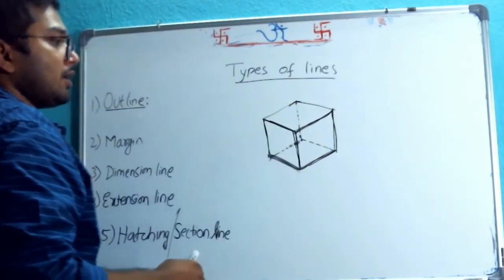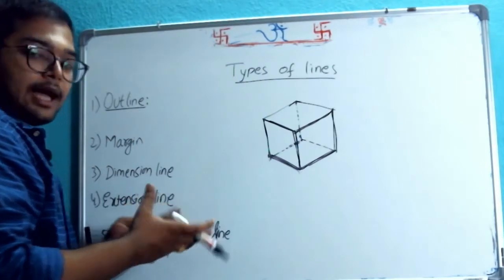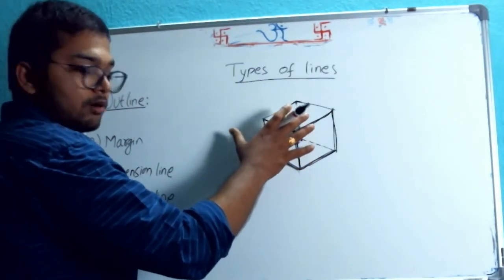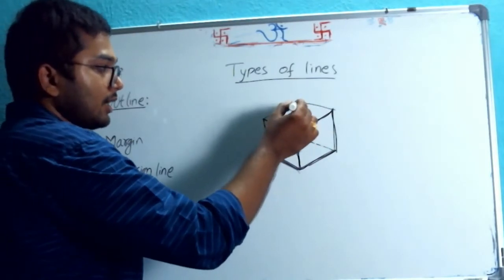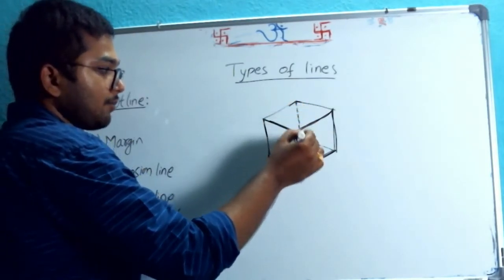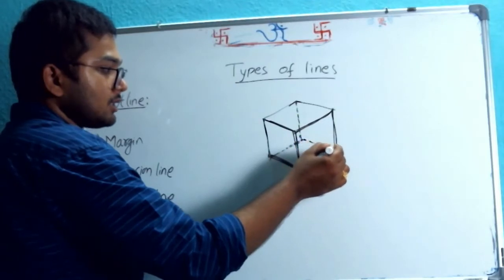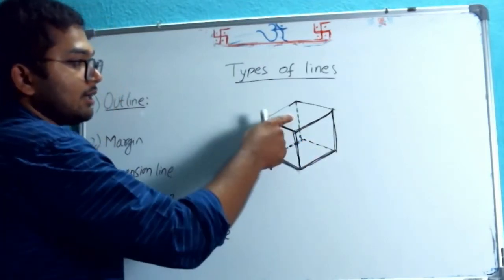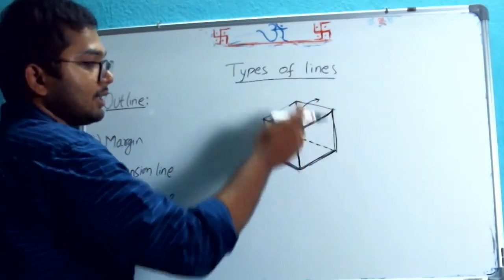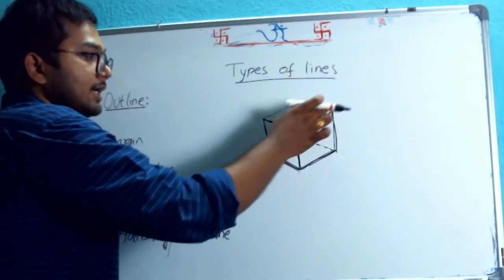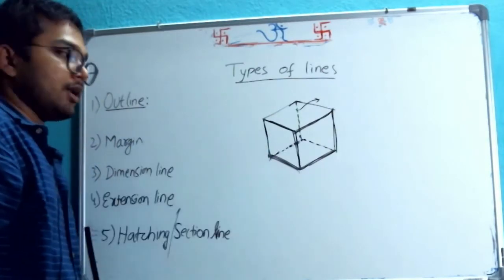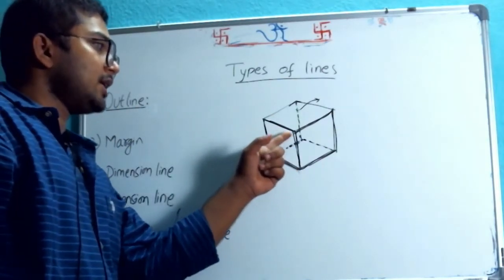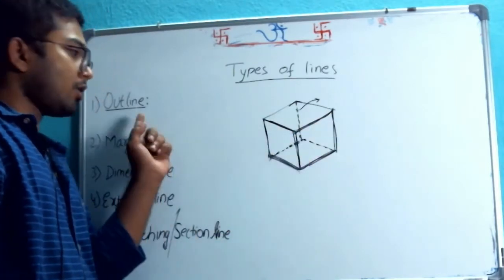So when you are drawing a diagram whose visible edges are drawn, that we call an outline. These dotted lines, or lines represented by these dashes, represent hidden edges. These thick edges represent the outline. These lines are used to represent visible edges. Those lines we call outline.